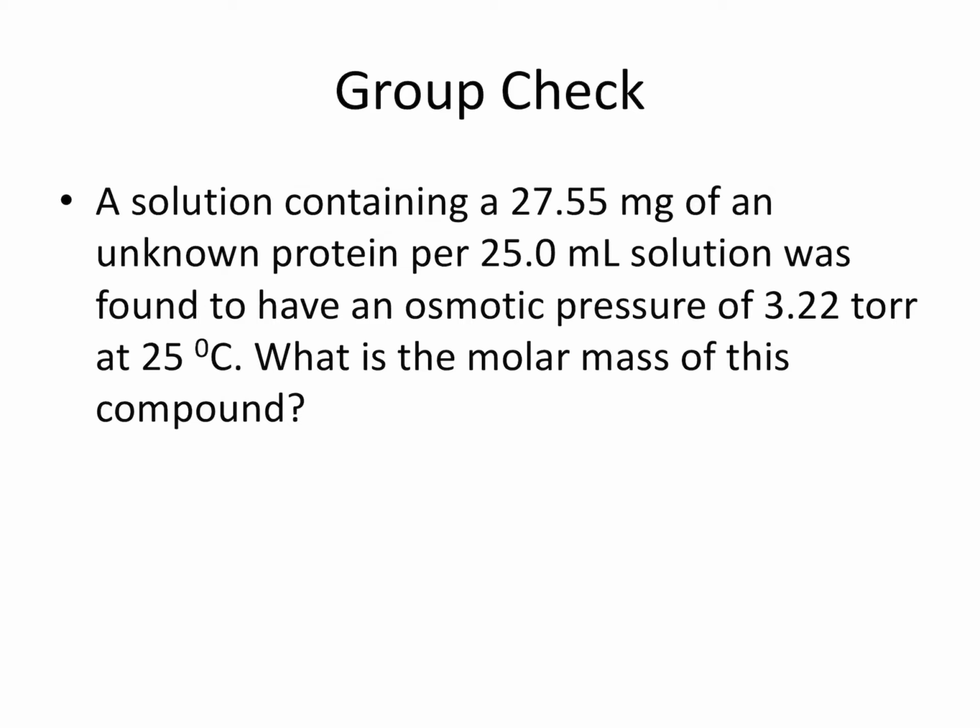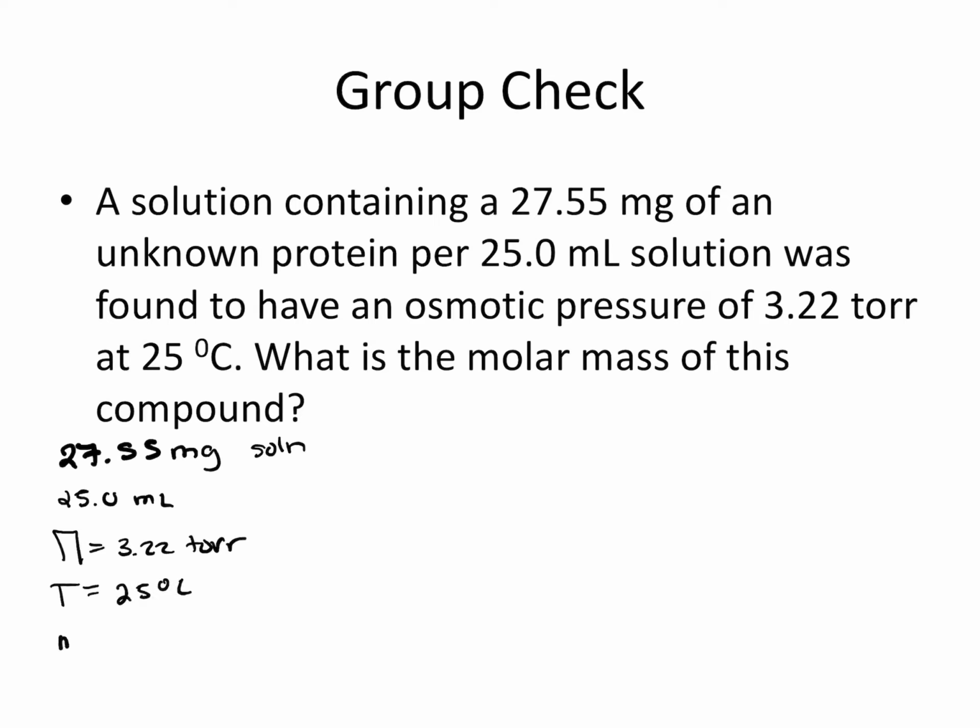A solution containing 27.55 milligrams of an unknown protein per 25 milliliters of solution was found to have an osmotic pressure of 3.22 torr at 25 degrees Celsius. What is the molar mass of this compound? So you have a solution that has 27.55 milligrams. You have 25 milliliters of the solution. You have the osmotic pressure at 3.22 torr, and you have a temperature of 25 degrees Celsius. And you want molar mass, so you want grams per mole of the compound.